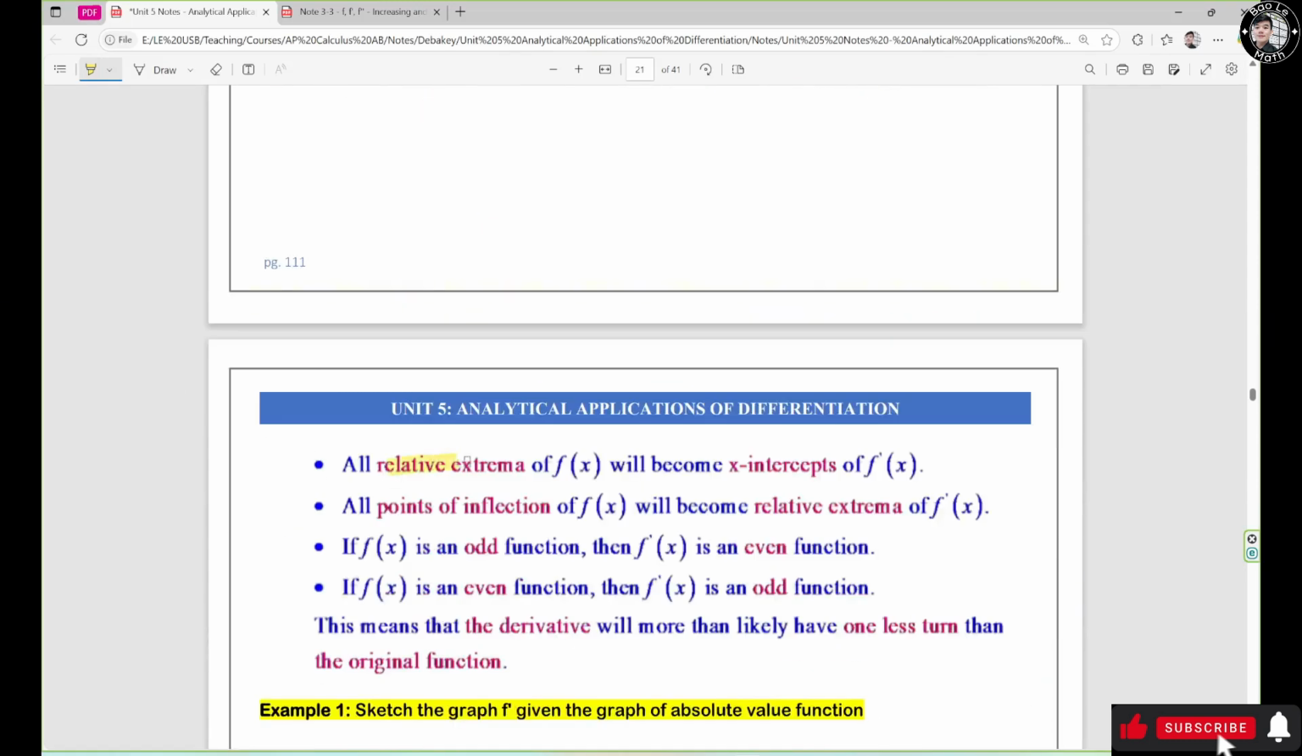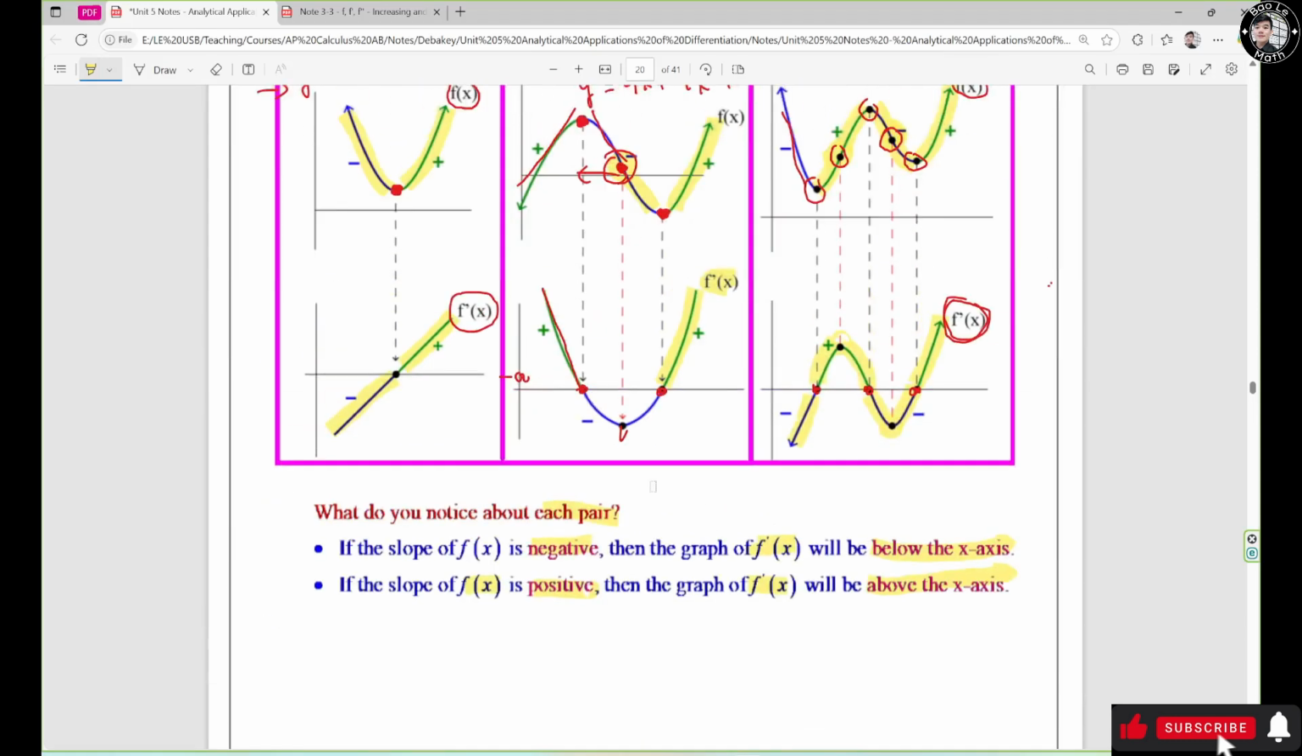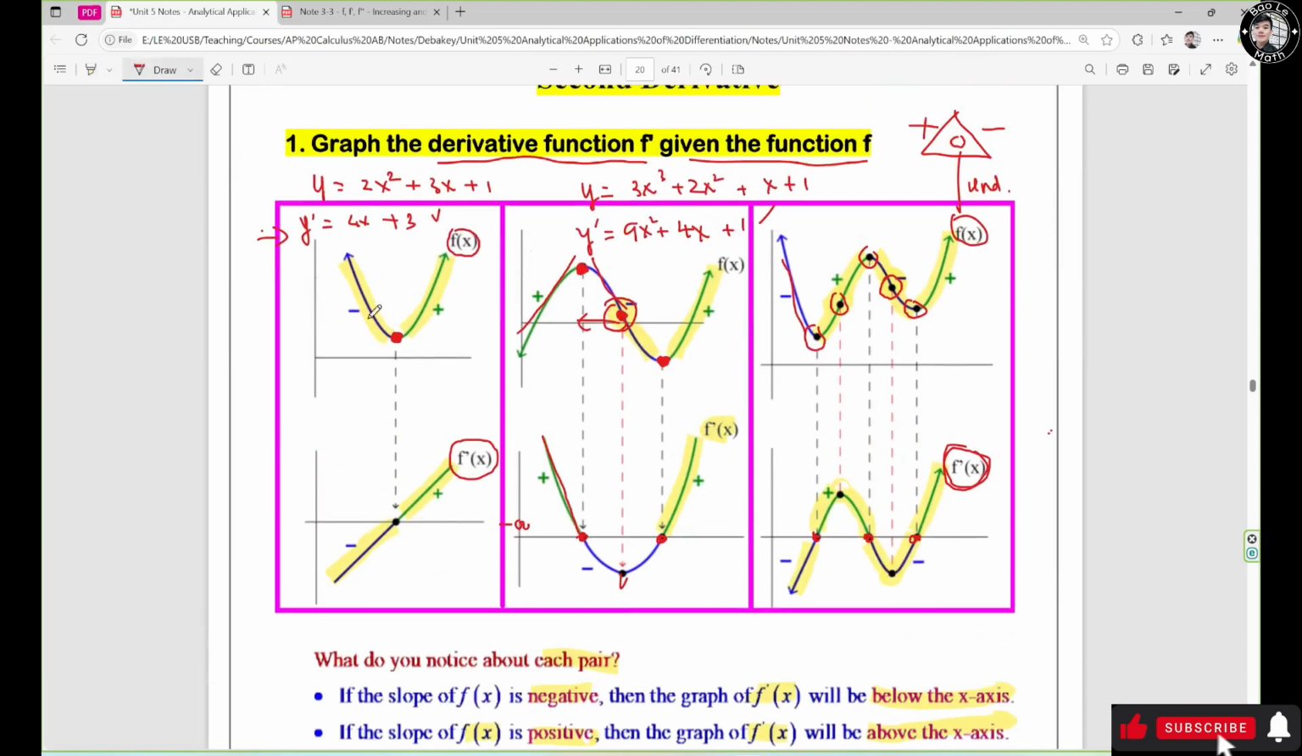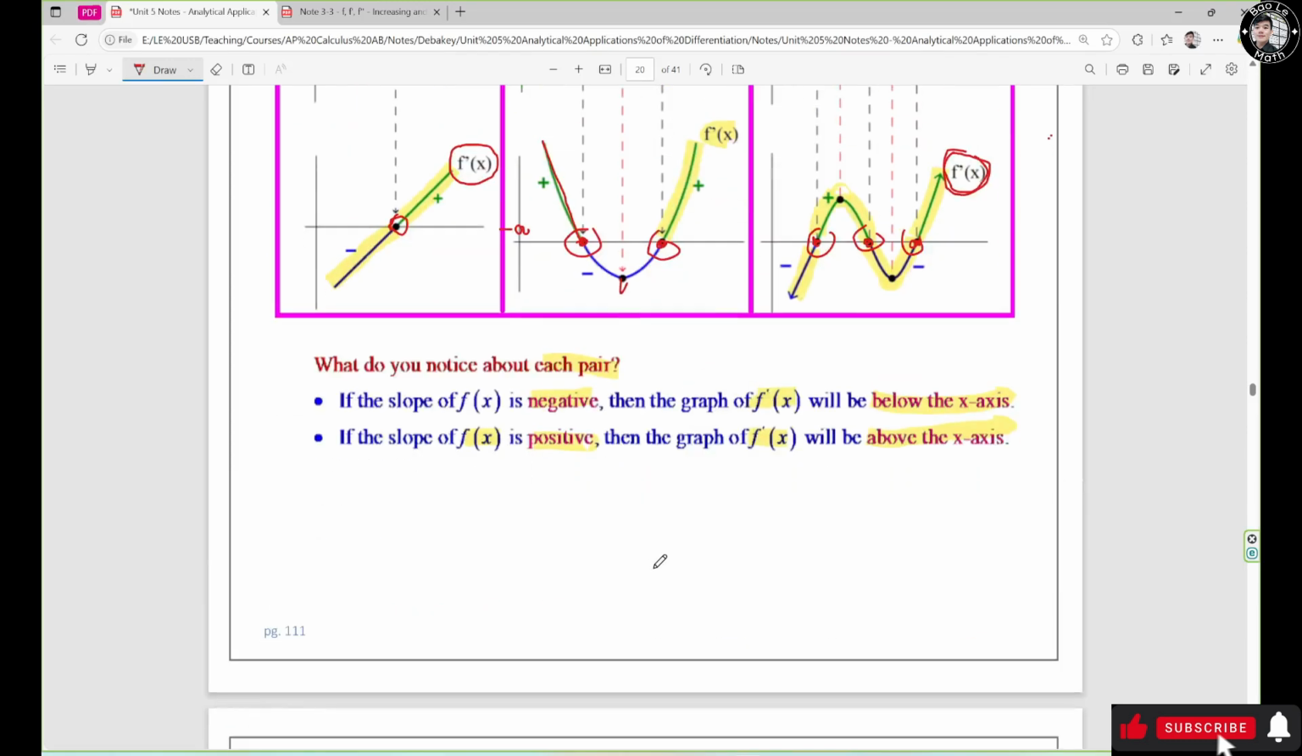Now, all relative extrema of f of s will become x-intercepts of f prime of s, right? Look, you have the minimum. This guy becomes the 0 of f prime of s, right? Maximum and minimum become the 0s of f prime of s, right? Minimum, maximum, minimum becomes the 0s right here, right?